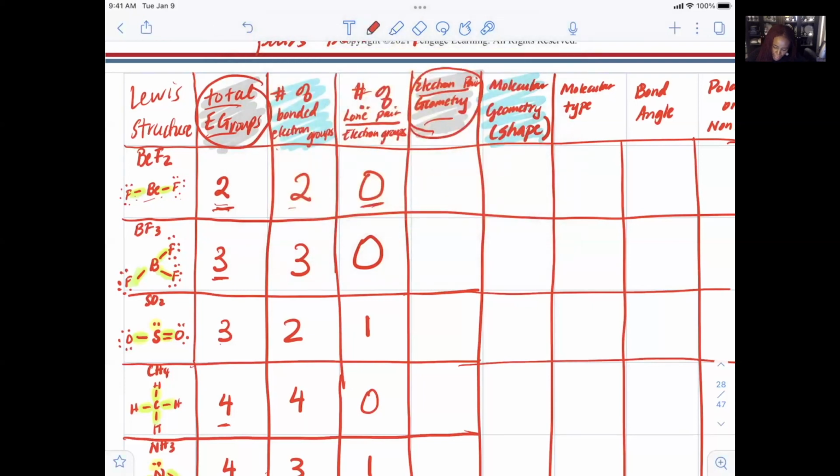Okay, so based on this number here, if you have a total of 2 electron groups, the electron pair geometry you have is going to be linear, like the balloons, right? 2 balloons are going to be about 180 degrees away from each other. Moving on, when you have 3 electron groups, regardless of what the groups are, the electron pair geometry will be trigonal planar. Since the total electron groups here are the same, this is still going to be trigonal planar.